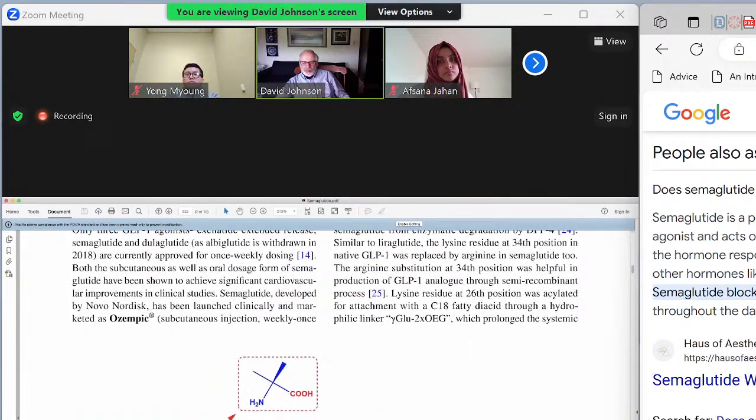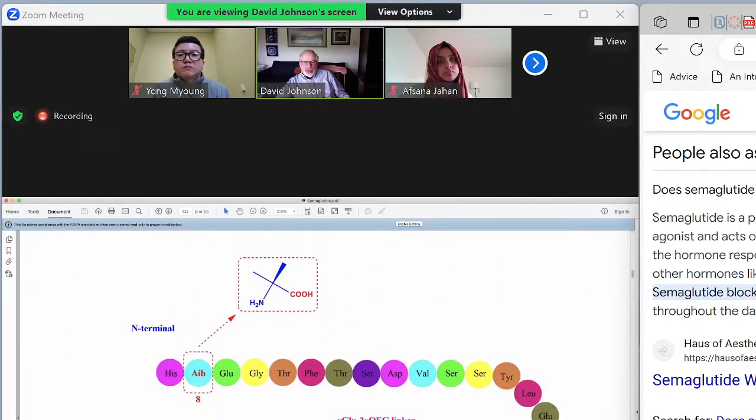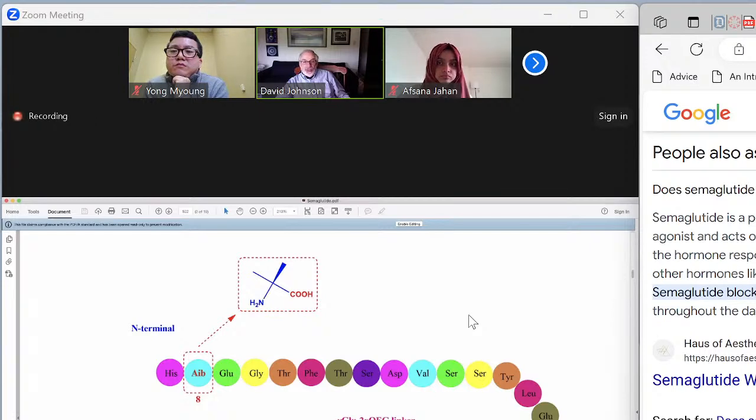I was particularly impressed with the structure, in terms of the manipulations they made to the basic peptide to allow it to have a substantial duration of action. And I just thought it was very clever.